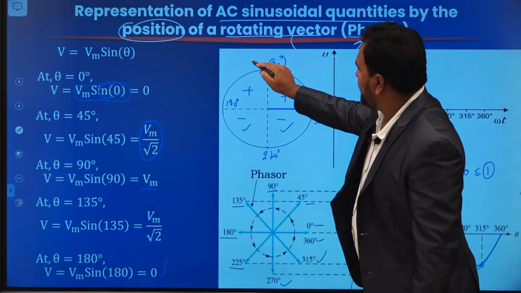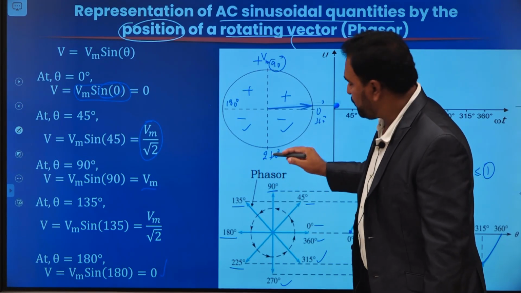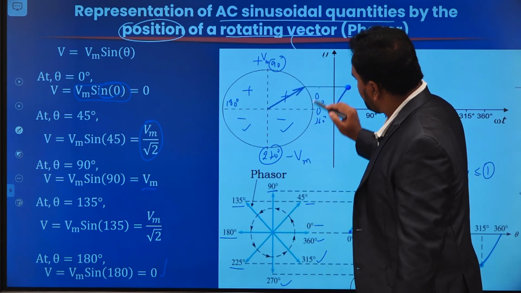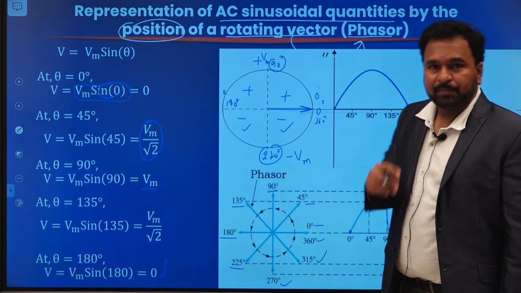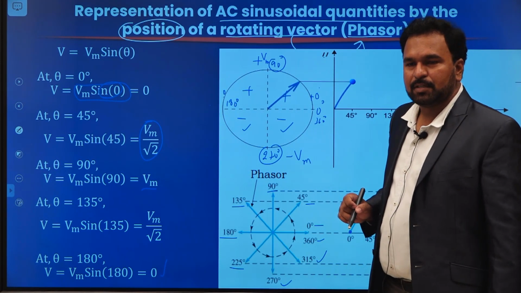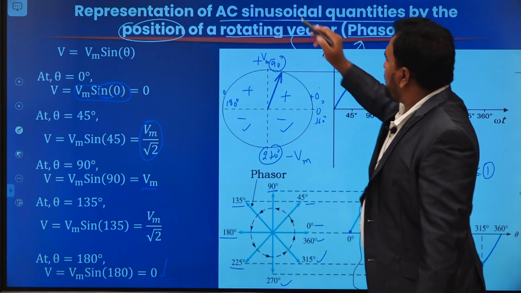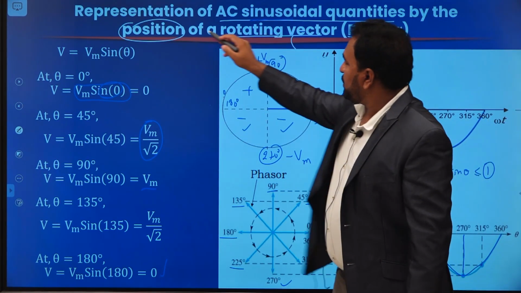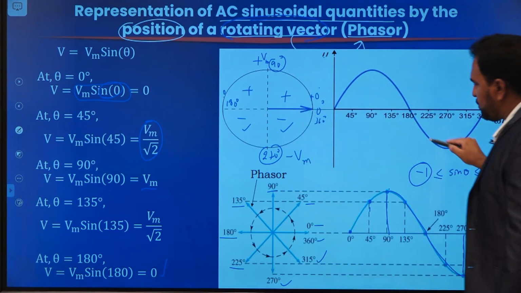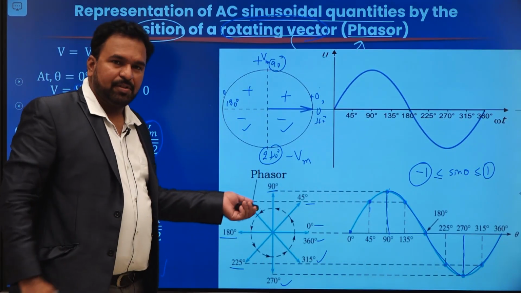So at 90 degrees it is plus Vm. Exactly opposite to 90 degrees, that means 270, the magnitude is minus Vm. At 0 the magnitude is 0. At 180 the magnitude is also 0. It is plus and it is minus. From 180 onwards, the negative value starts. So this is how you represent an AC sinusoidal quantity by the position of a rotating vector. By means of this position, we represent a sinusoidal waveform. The generation of AC voltage is also going to be explained using the same diagram.